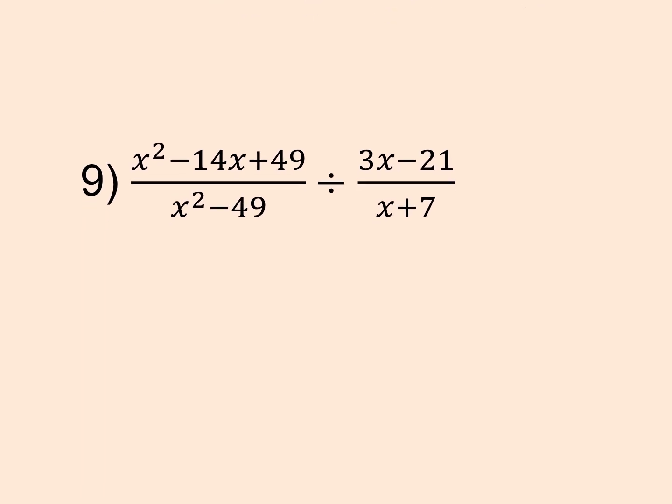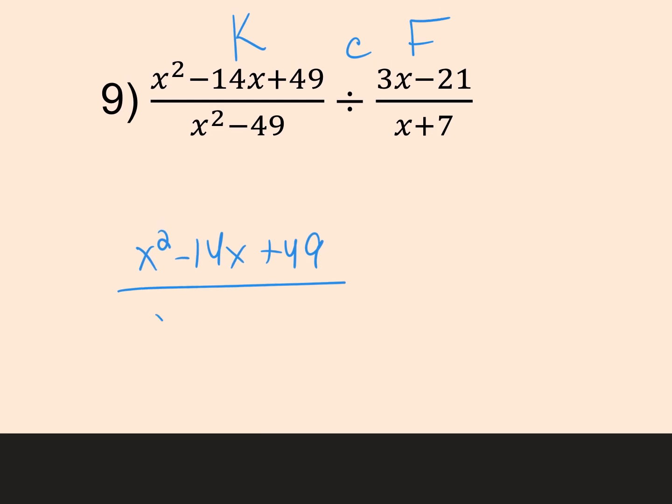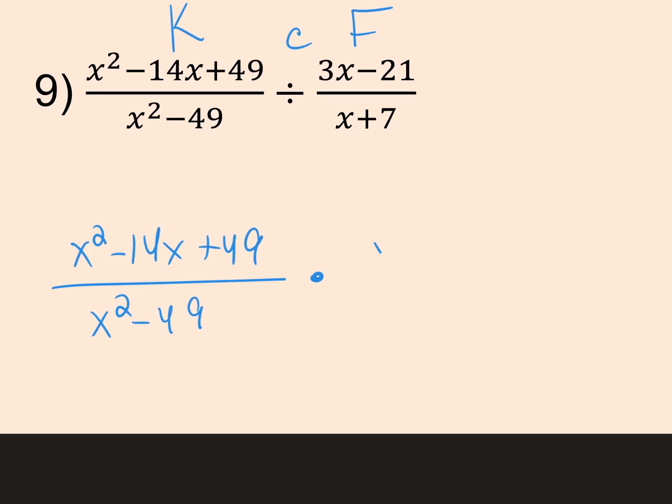All right. I see a division. I have a big fraction division problem. So I keep, change, and flip. So I'm going to rewrite x squared minus 14x plus 49. Some of you are going to say, can I just go ahead and factor that? If you want to go ahead and factor, that's fine. I just like to rewrite and then work on my factoring. So x squared minus 49 is on the bottom. I'm going to change my division to multiplication. And then we're going to flip. X plus 7 comes on top. And 3x minus 21 on the bottom.